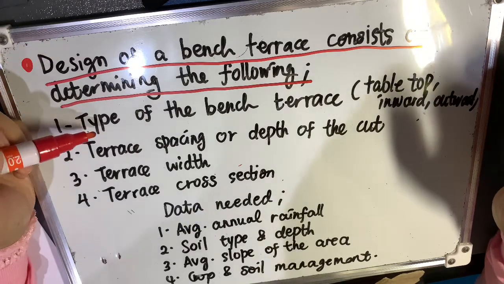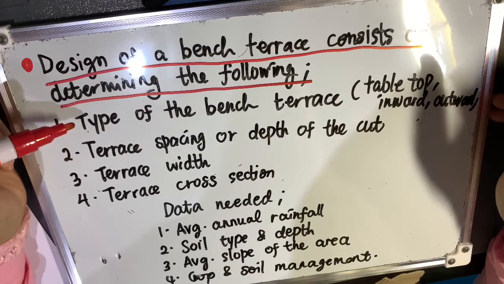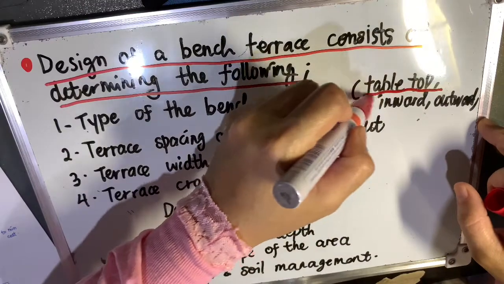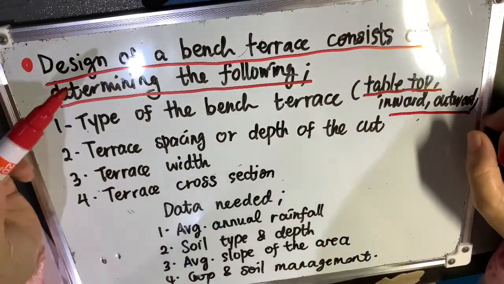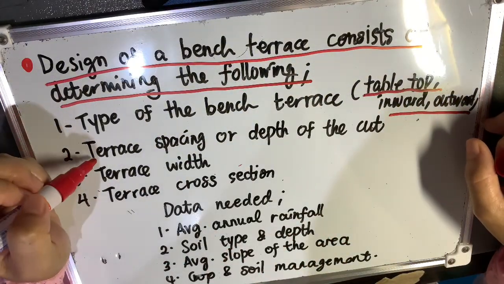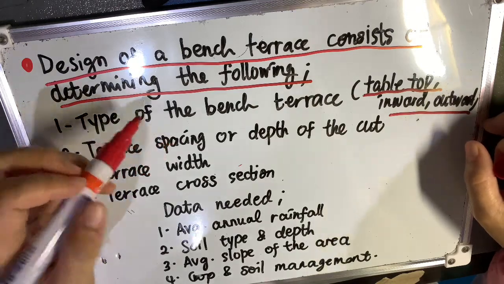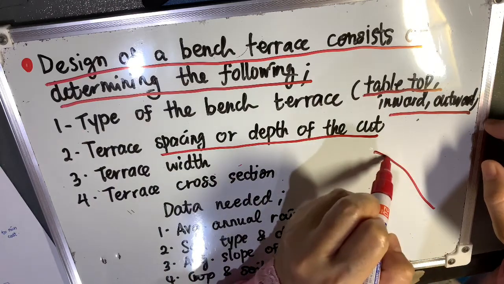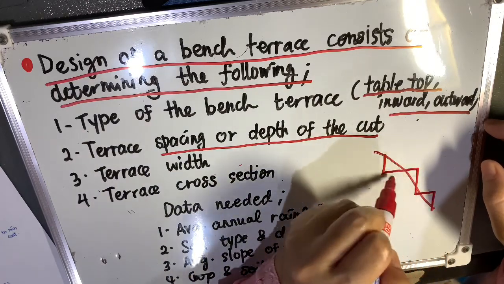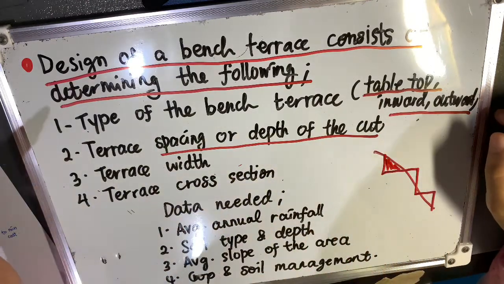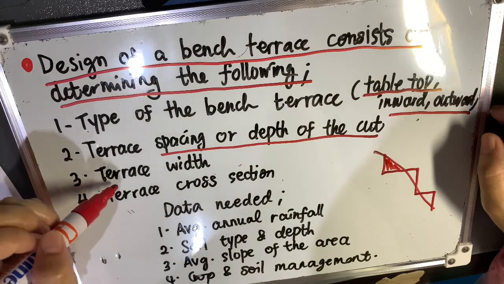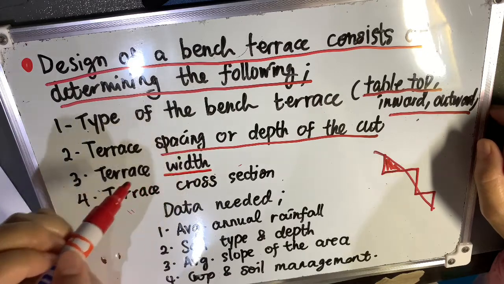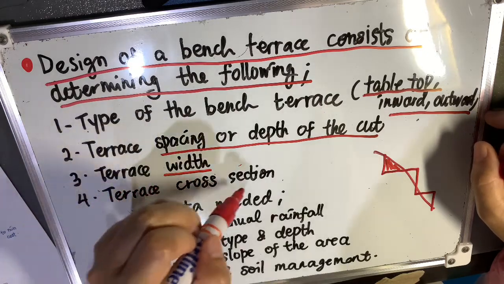First, the type of bench terrace. You've seen before that we have three types of bench terrace: tabletop, inward and outward. Secondly, what you have to determine is terrace spacing or depth of the cut. There was some area that you need to cut, right? So how much you have to cut actually. And we have terrace width. We will learn about how to determine terrace width, and finally terrace cross section.